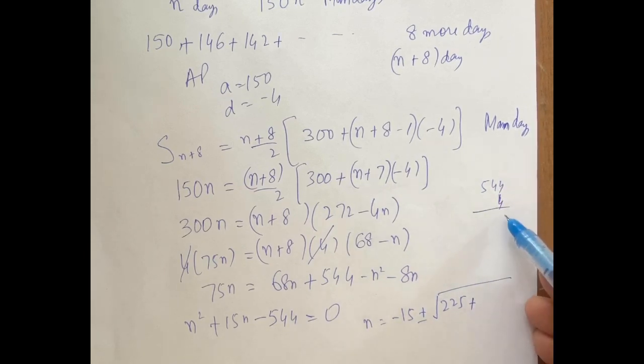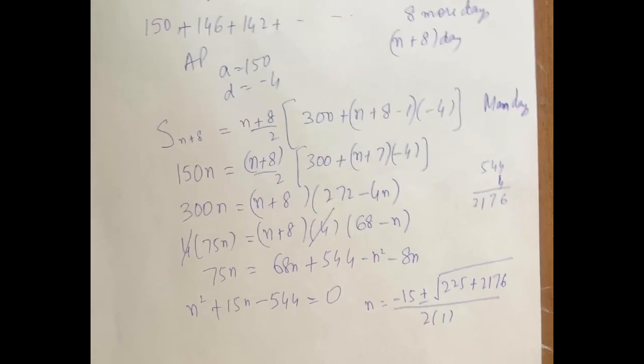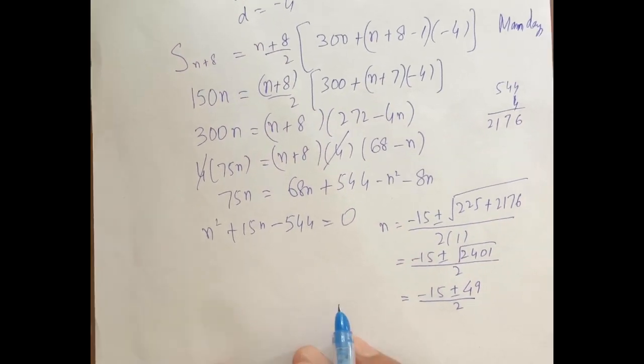This will be plus now, plus, this is 2176 upon 2 into 1. This is equal to minus 15 plus minus square root of 2401 upon 2, this is minus 15 plus minus 49 upon 2, or n is minus 15 plus 49 is 34, n is 17. So n is 17.